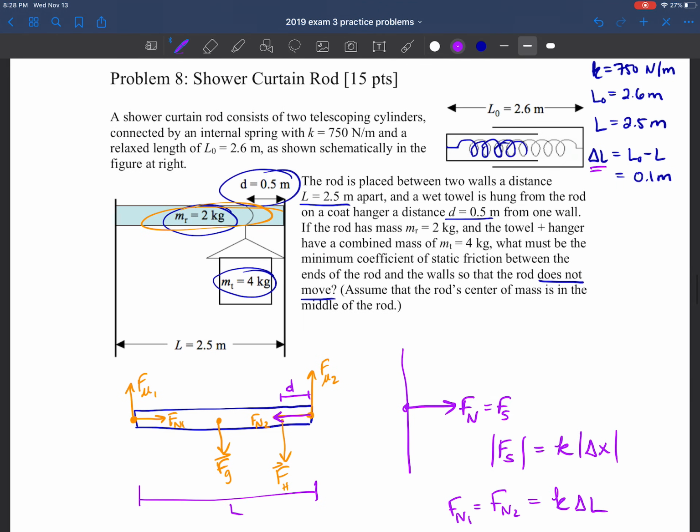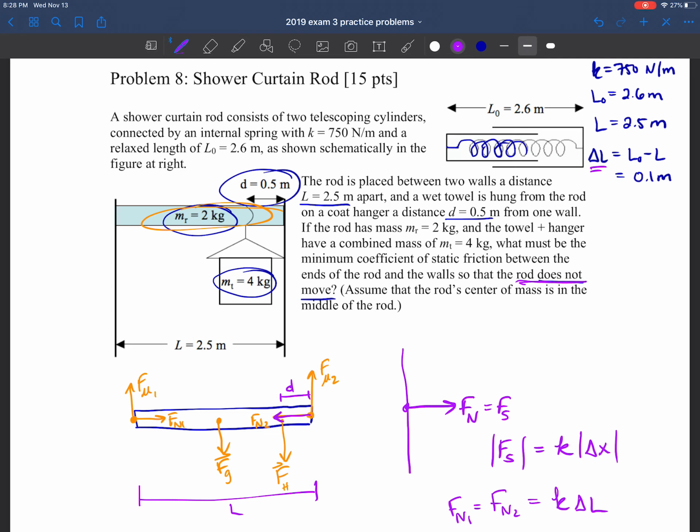Okay, so this problem is a statics problem because we're looking for the coefficient of static friction so that the rod does not move. And in particular, we're looking for the minimum coefficient of static friction. So let's start by doing the torque equation. If we sum the torque, we need to choose a pivot. We want to choose a pivot that eliminates some forces we don't know. So I'm going to choose this as my pivot.